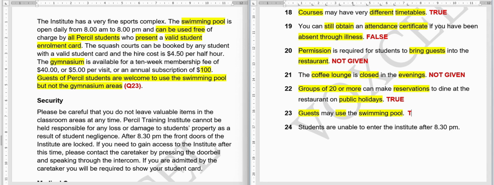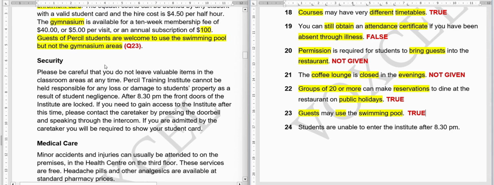So the answer is true. It was quite straightforward, they're just saying guests are welcome to use. Are welcome to use means you may use the swimming pool. For example, if this sentence wouldn't have been given, our answer could still have been true. Why? Because here they're saying students who present a valid student enrollment card can use the swimming pool for free. That just infers that other people will have to pay, but they have clarified it here, so we know the location for sure. So the answer to this is true.